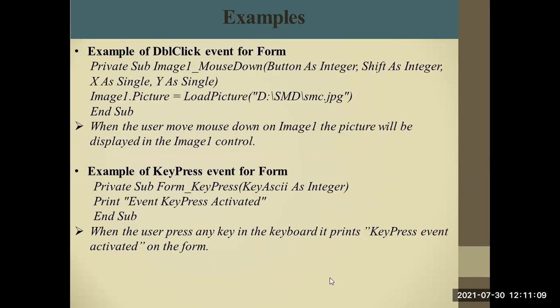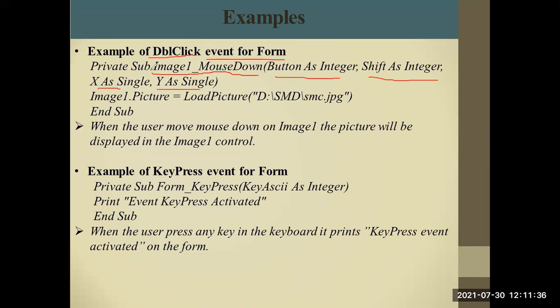Now this is the next example, where the event name is double click. Whenever you perform a double click on a form, we create it on the form. So this is the name of the event procedure, which we can say is Image_MouseDown. These are the parameters we are having, which basically represent the coordinates x and y.